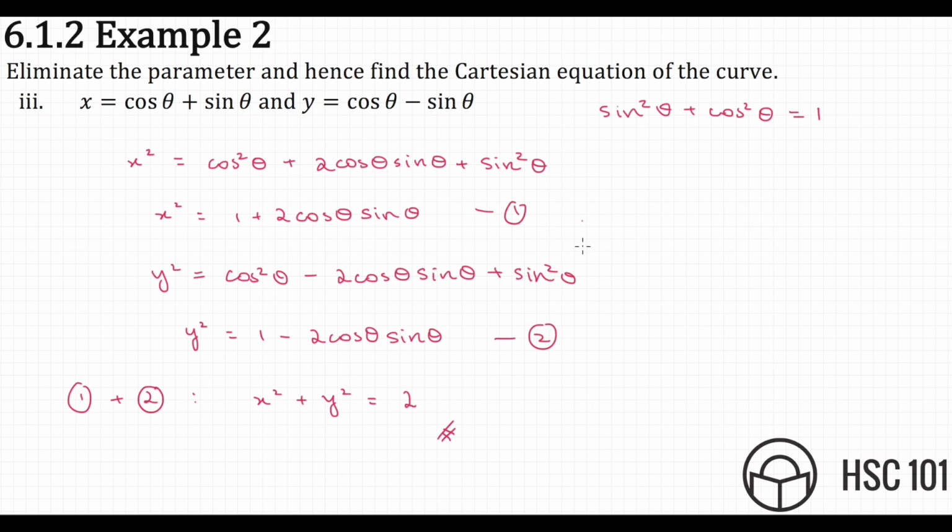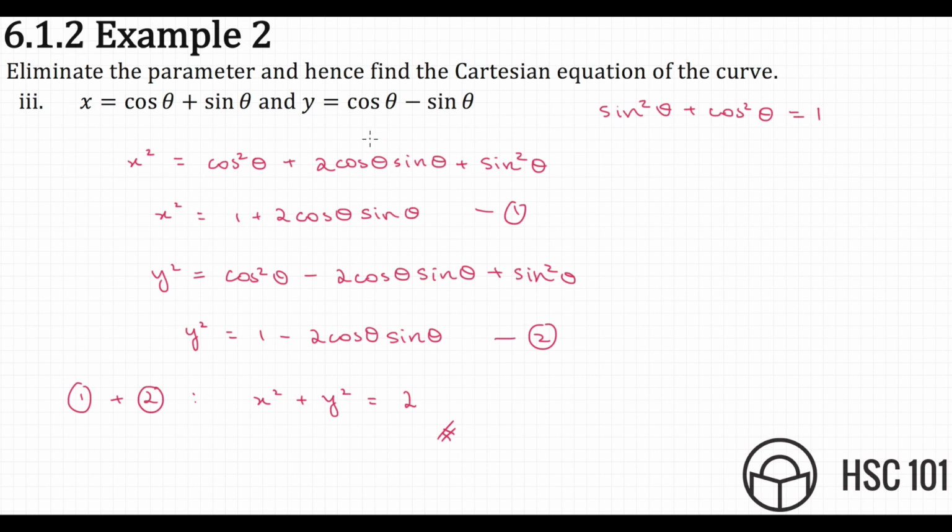Alternatively, a slightly more tedious approach, in my opinion, would be if I take these two equations, x equals cosine theta plus sine theta, y equals cosine theta minus sine theta, and solve on the x and y level for cosine theta and sine theta individually. For example, if I add the two equations together, x plus y is 2 cosine theta. If I subtract the two equations, x minus y equals 2 sine theta.